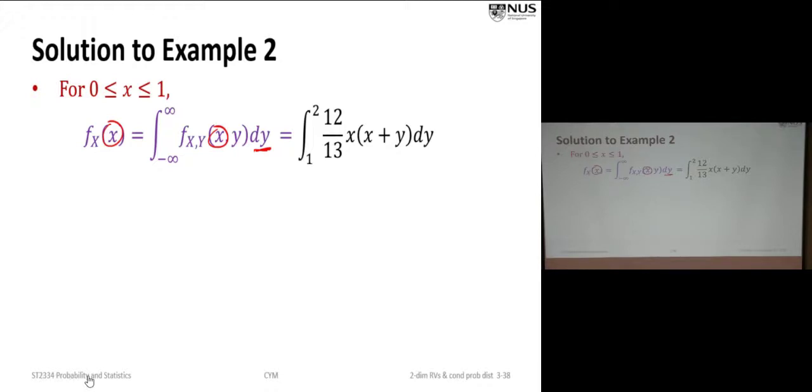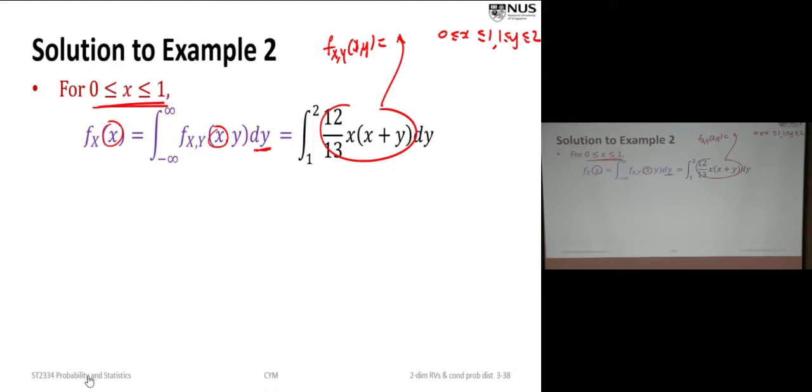Now you have to remember f of x,y is equal to this expression only when x is between 0 and 1 and y is between 1 and 2. All right? So here I'm working on the marginal of x, so I have to specify x within this range. Then the joint distribution will equal this expression so long as y is between 1 and 2. All right? So I do the integration.